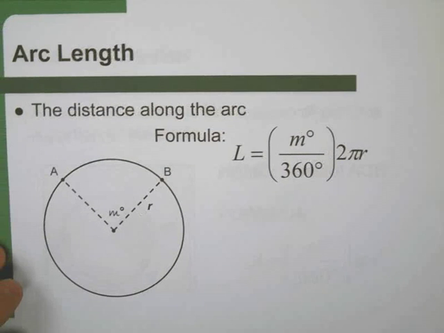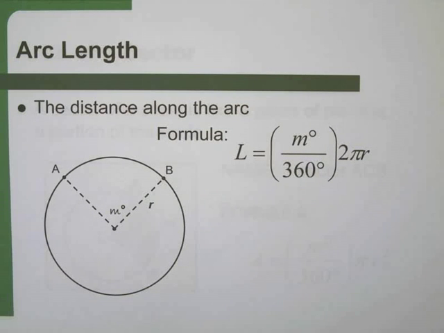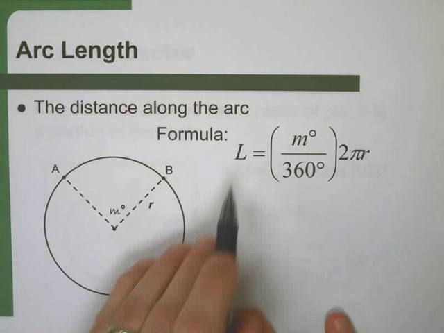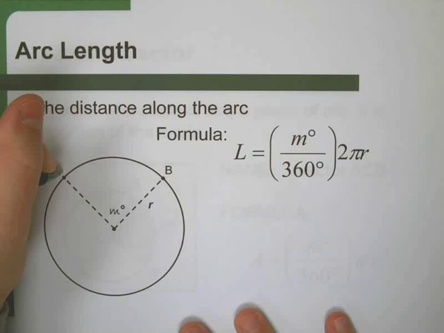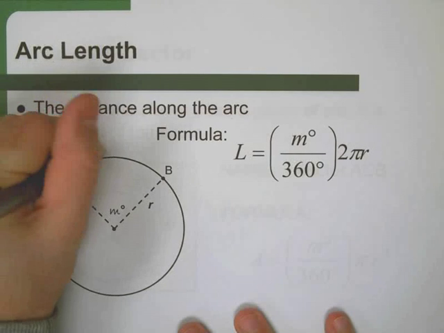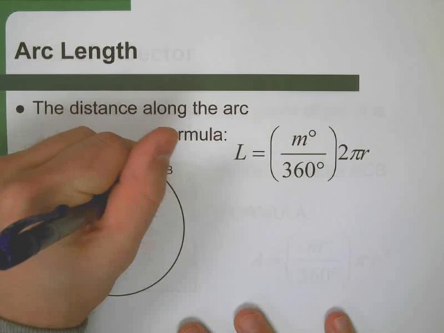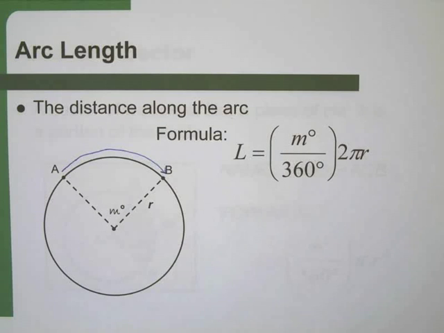So first of all, let's talk about what's called arc length, okay? What I'm interested in then is what is the distance along the arc? When I say that, I'm saying if I walked a path from A to B along the curved circular route, that's what I'm interested in. What is the length of that arc?